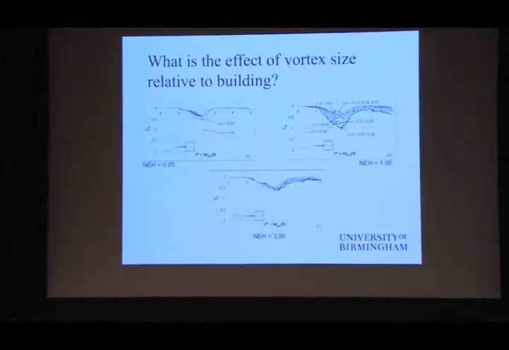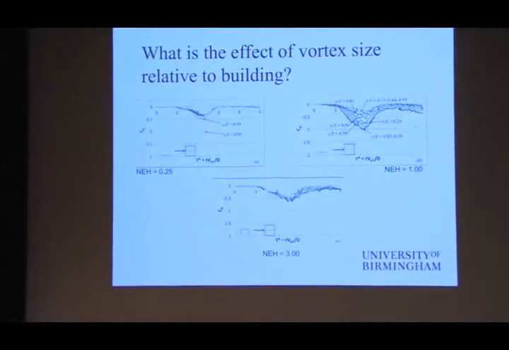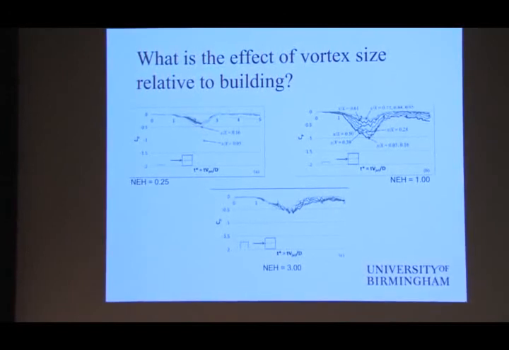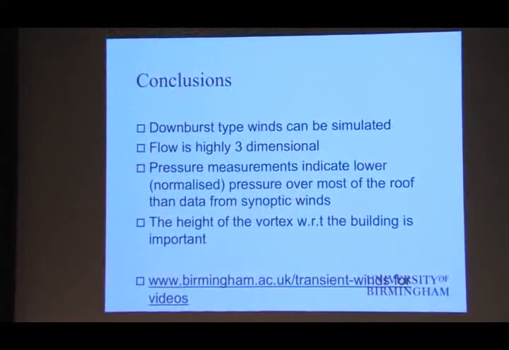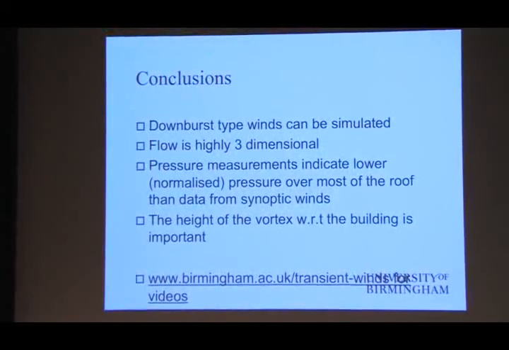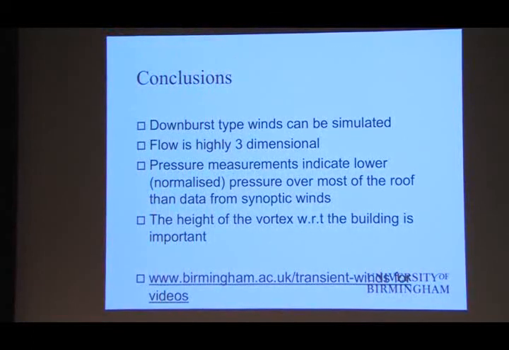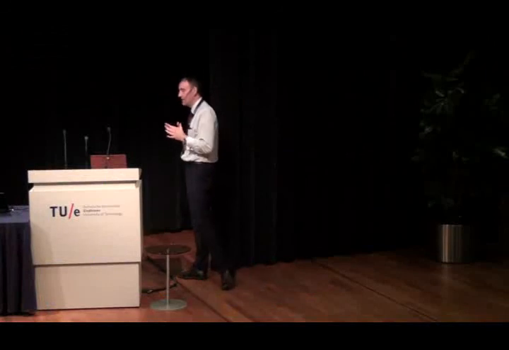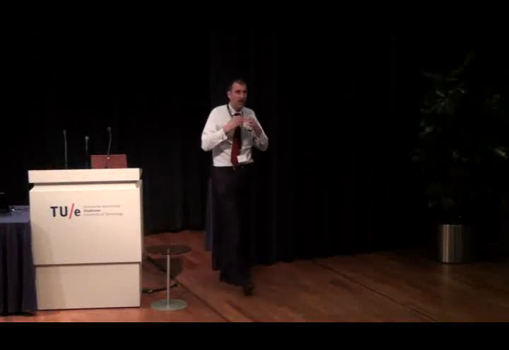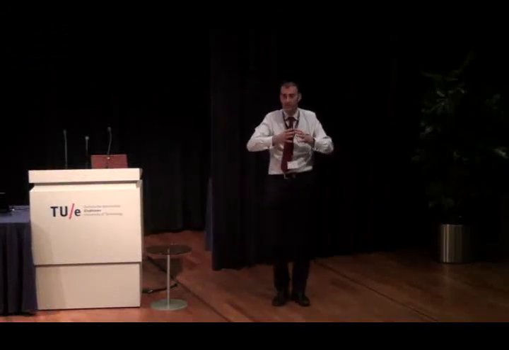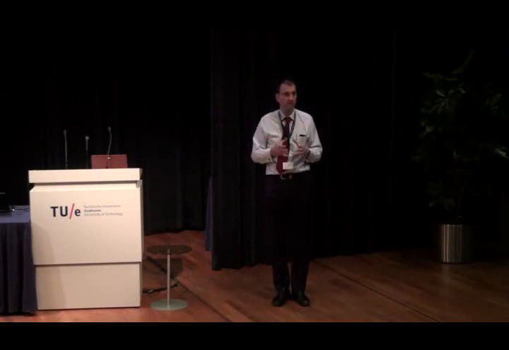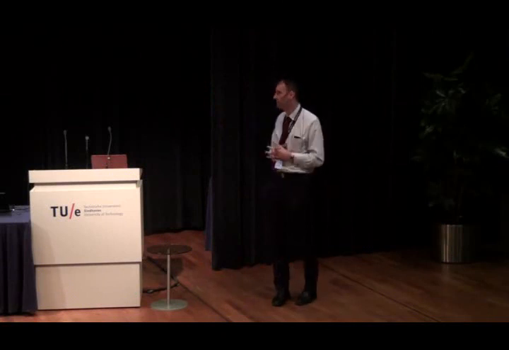So I'm going to get a red card fairly soon, so let me just move on to my general conclusions. That says downburst winds, but I think it should say transient winds. Transient winds can be simulated. There are a number of fundamental assumptions that we have to make in simulating them that I'm not happy with myself. There's a whole host of work that is needed in terms of what do we mean by scale.